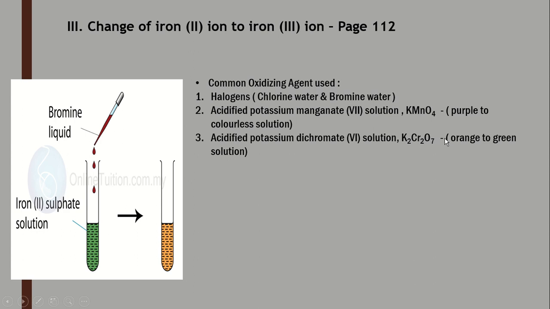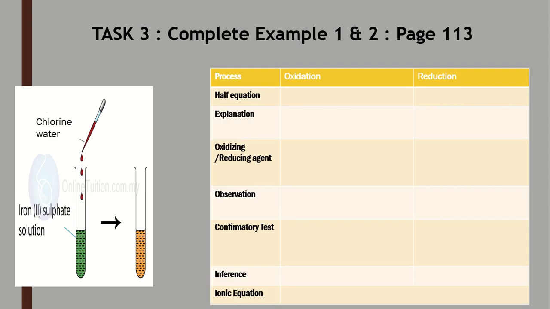Okay, what differs is the observation. If using potassium manganate, it will change from purple to colorless. If using acidified potassium dichromate, it will become an orange to green solution. Okay, that's all. Your task 3 on page 113, complete examples 1 and 2 by using this table.